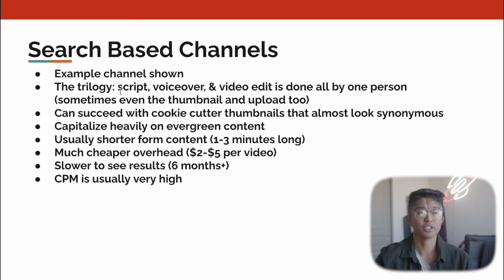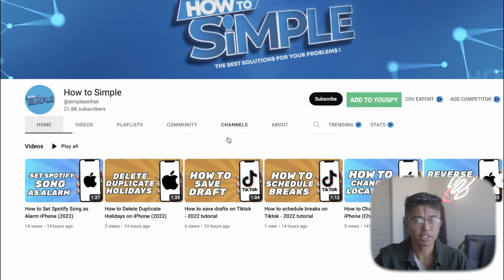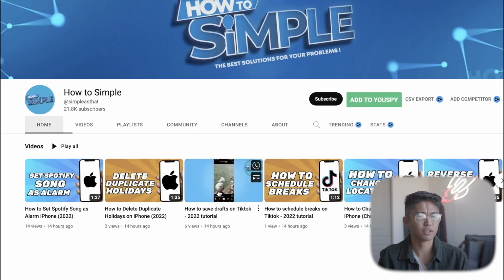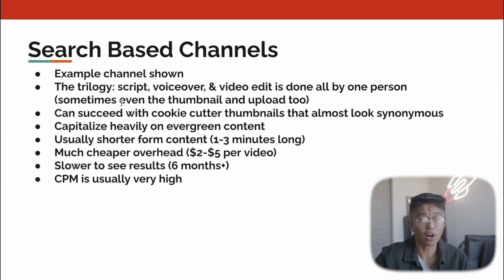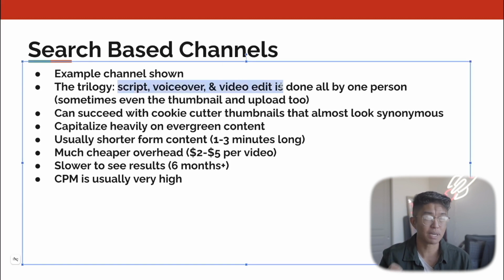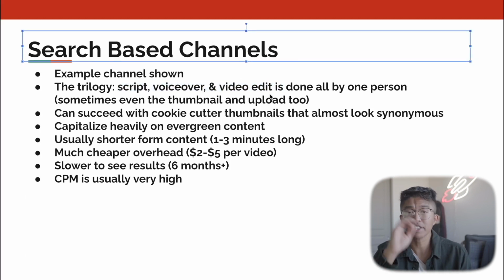The trilogy, the script, the voiceover, the video edit is usually done all by one person. So sometimes they even do the thumbnail upload too. So when you take a look at this video, there's no script to it. There's a voiceover and there's a video edit, but it's just them screen recording their iPhone and then putting it onto YouTube. It's just them talking about the solution to the problem people are having. How do I save drafts on TikTok? A single individual is actually doing all three of these things, which is what makes search-based channels very, very appealing. Sometimes even that individual can be the one to create the thumbnail and upload the video as well.